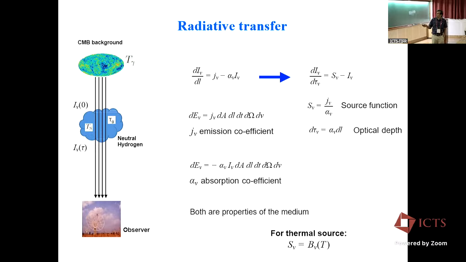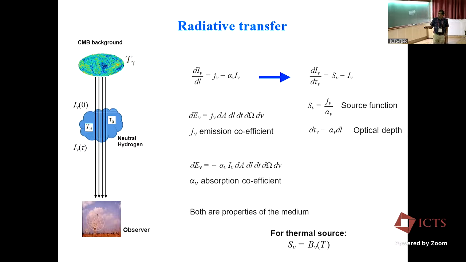So d I nu dl is j nu minus alpha nu into I nu. j nu is called the emission coefficient, and this is emission and this minus alpha nu I nu is the absorption. If there is no emission and no absorption, then this is 0 and I nu remains constant, right? But if you have emission and absorption, it will change. So how do you define the emission coefficient? It is essentially the energy emitted per unit volume, per unit time, per unit solid angle, per unit frequency, right?